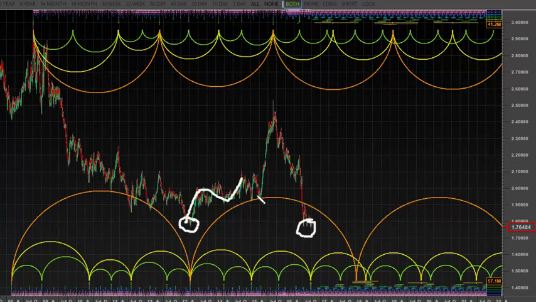We again have some fairly nice clean cycles, and we're looking at really some very bearish moves in that particular currency.